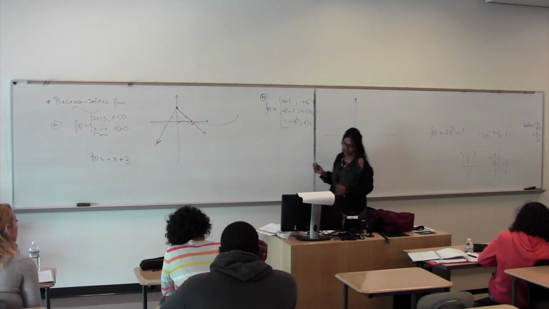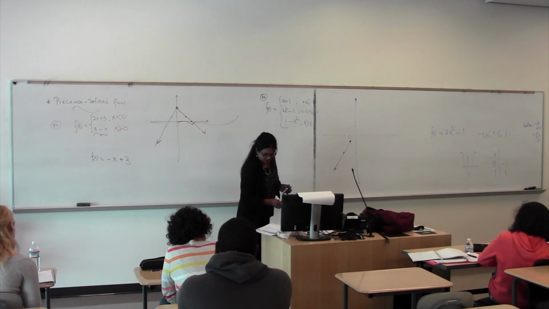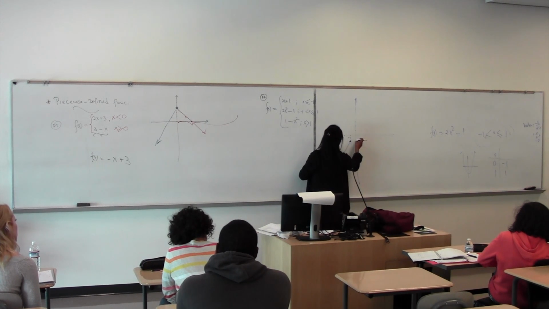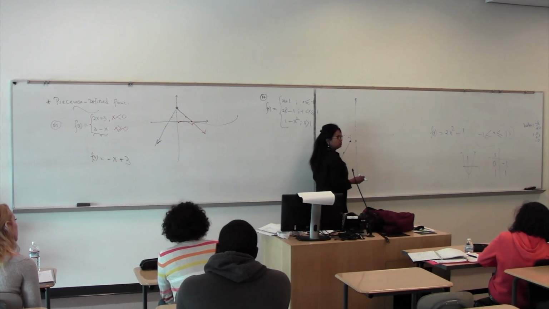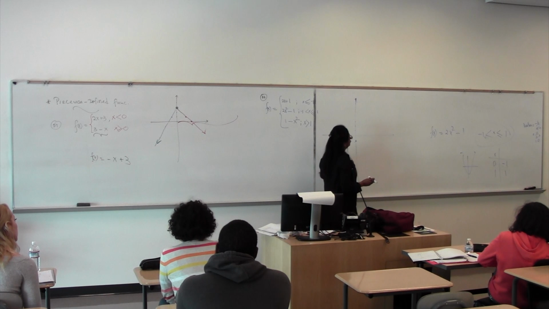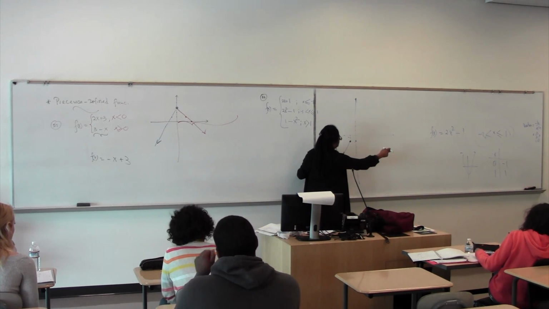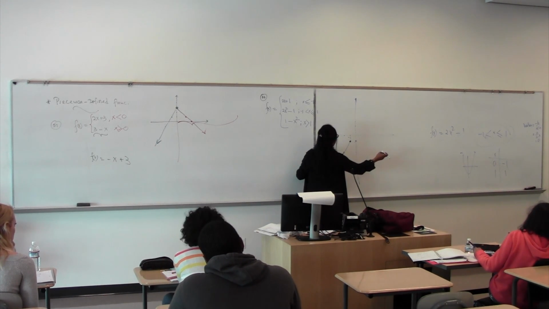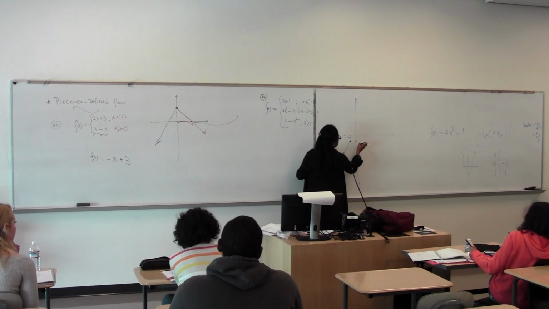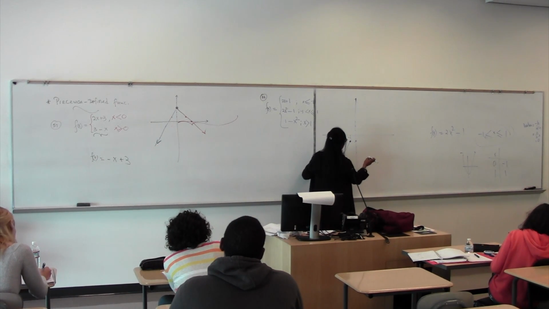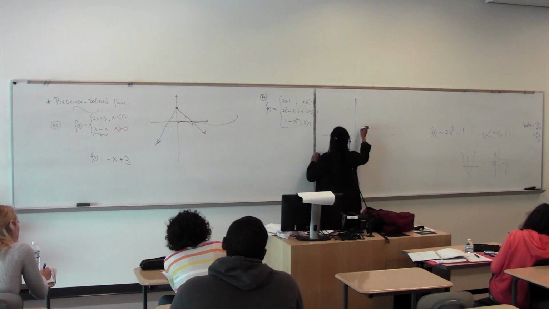So the vertex is 0, -1, included, right? Yes. So this is the vertex, and then we have our 2 points, correct? 0, -1, and 1, 1. 1 and 1, correct?